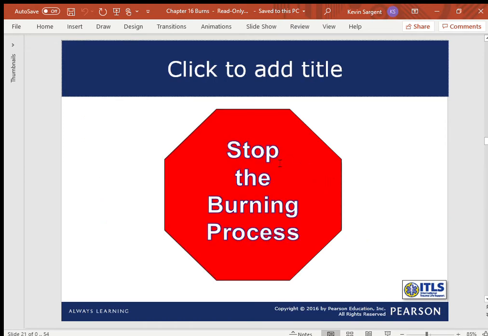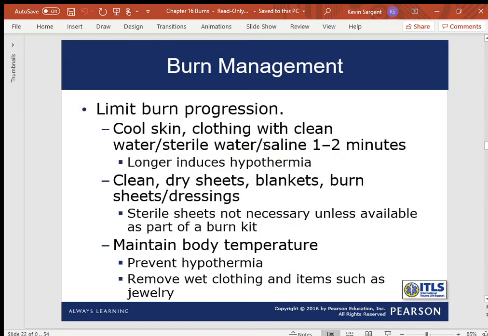Okay. So the big goal is to stop the burning process. So we want to get them out of that. So we want to limit burn progression. We want to cool the skin and clothing with water, sterile water, or saline for 1 to 2 minutes, keep it flushed. We don't want to do a whole lot longer than that because you can induce hypothermia. You do want to also have dressings available.